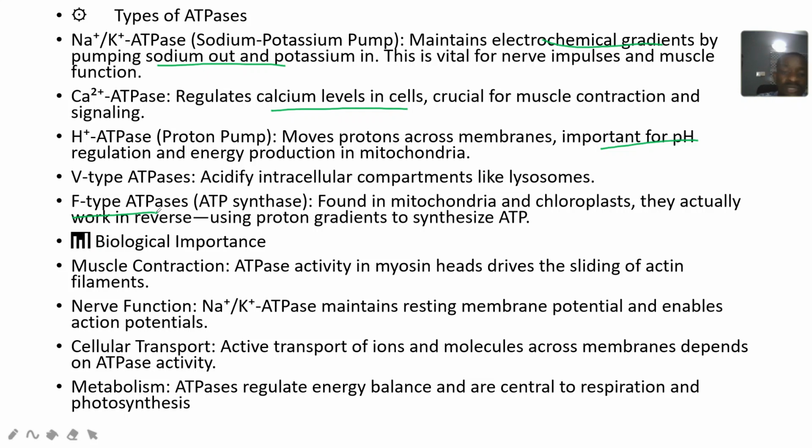So it's very important in energy so that your muscles can move, through the activity of myosin heads driving the sliding of actin filaments. Also very important in your nerve function. Very important in your cellular transport, so transport of ions and molecules across the membranes. And also very important in how you breathe, and in plants, how they are able to make energy from sunlight.